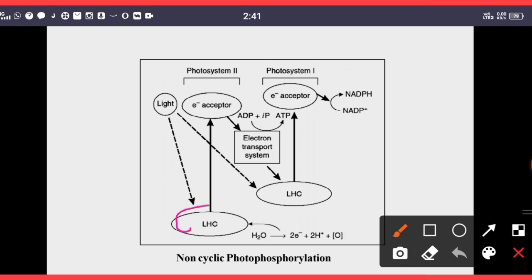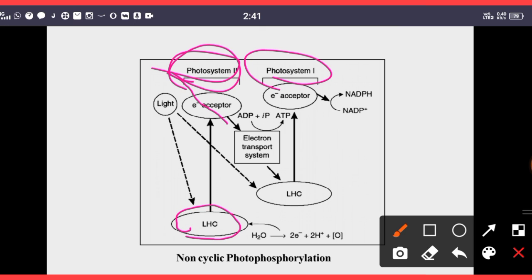That is photosystem 2 and photosystem 1. But first of all, the chlorophyll present in photosystem 2 gets oxidized and releases electrons. Since it has lost electrons, to regain them it splits the water molecule. This process is called splitting of a water molecule. You can see this here.